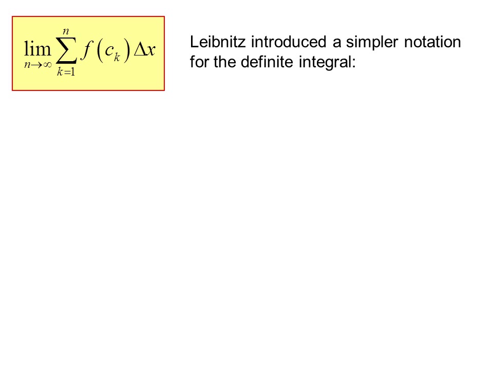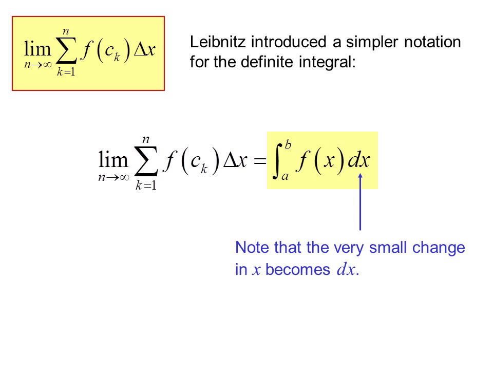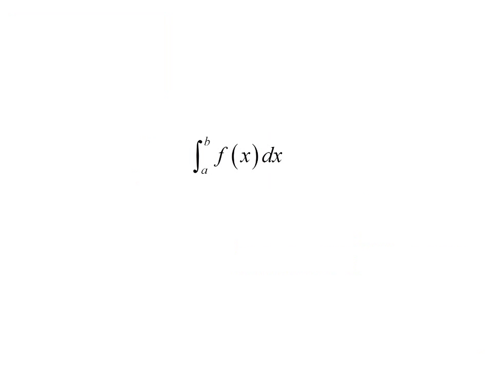Leibniz introduced a simpler notation for the definite integral. We say the limit as n goes to infinity of the summation from k equals 1 to n of f of c sub k delta x equals the integral from a to b of f of x dx. Note that the very small change in x becomes dx, and we've used dx to represent a very small change in x previously.